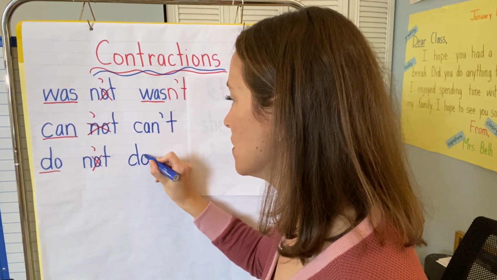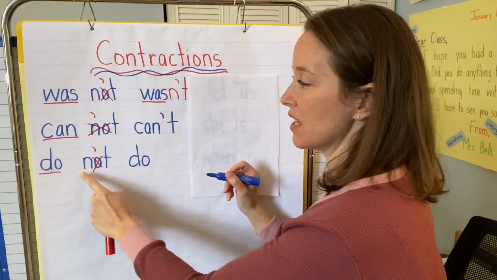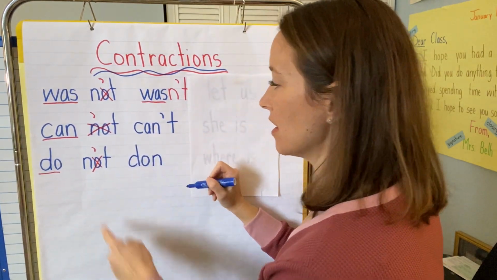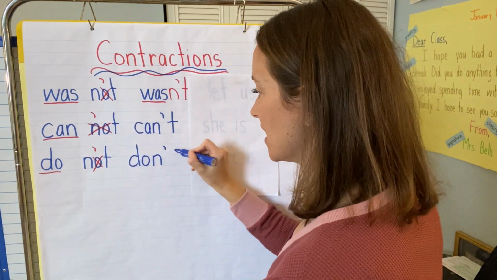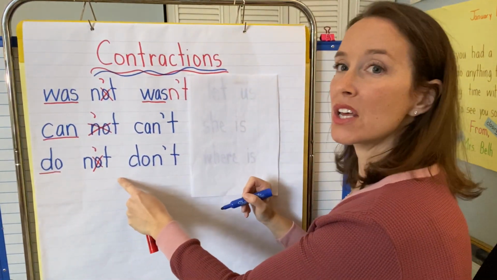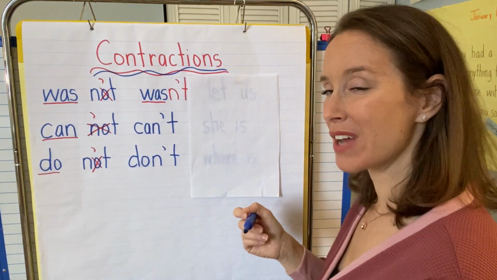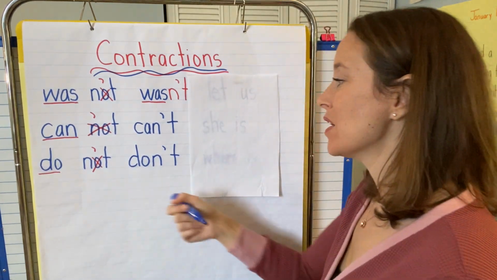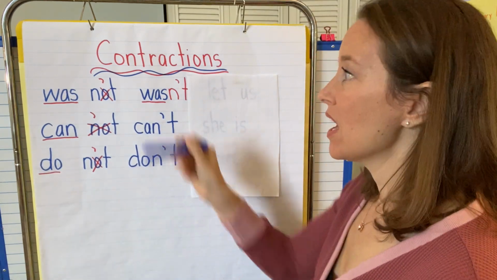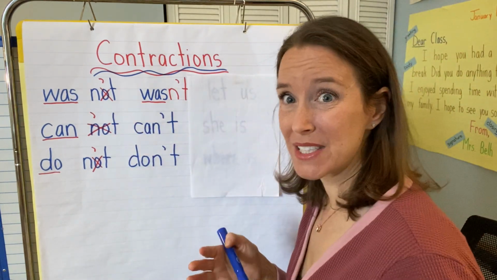Do, right? That's our root word. And then we have the N, apostrophe, T. Do not becomes don't. Okay, do not do that. Don't do that. We use don't all the time when we're talking. Don't.